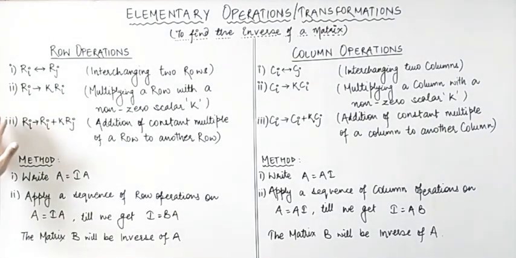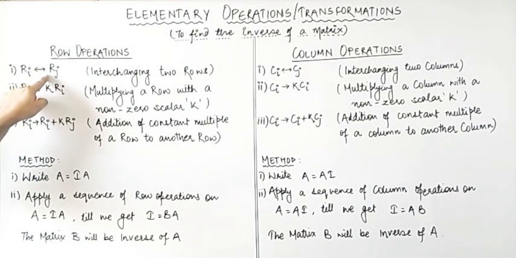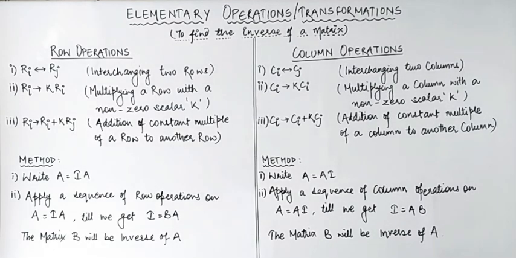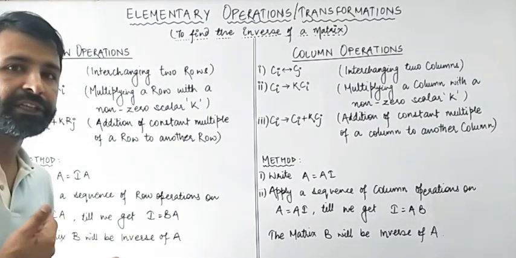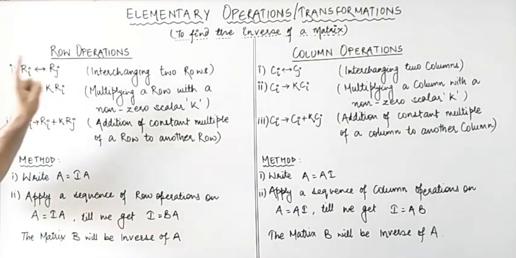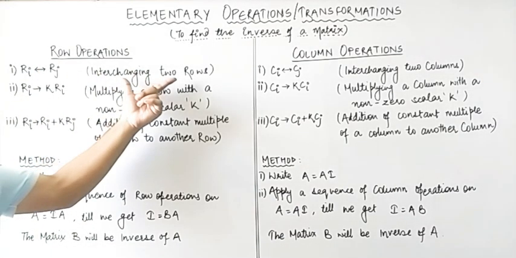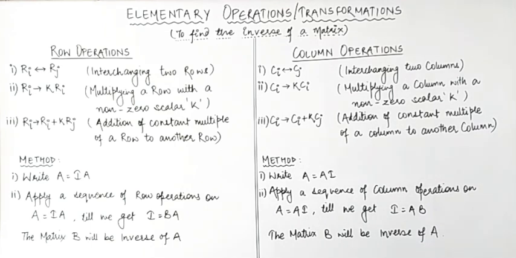There are three row operations. First is Ri can be interchanged with Rj. Ri represents the ith row and Rj represents the jth row. So the first row operation is we can interchange any two rows.